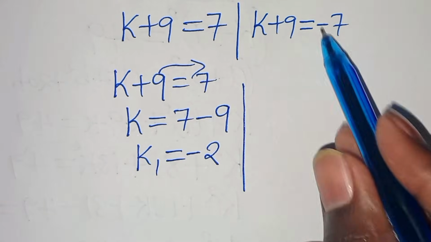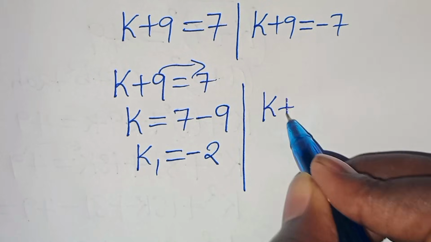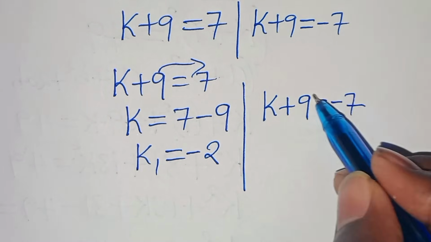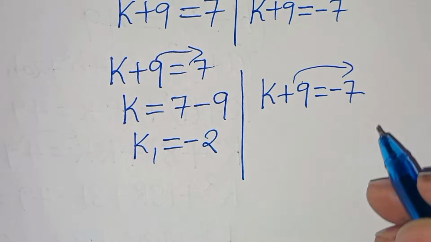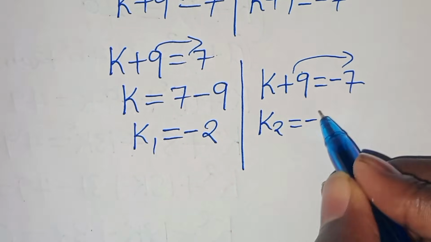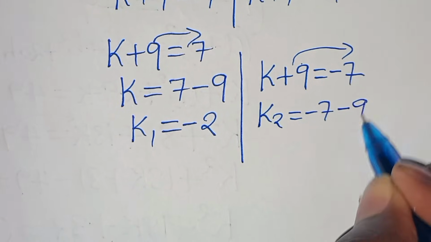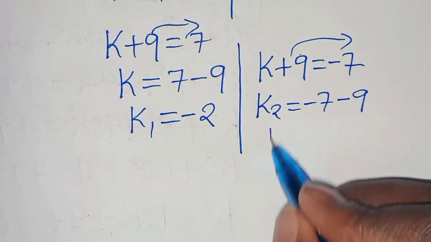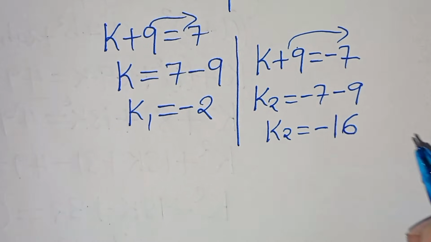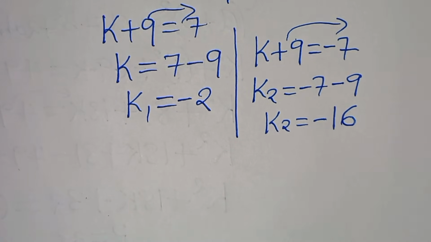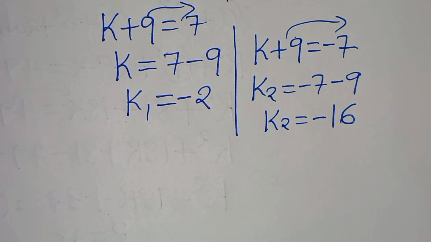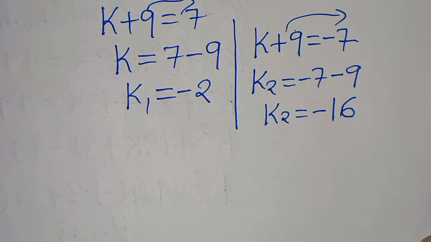On the second part here, we have k plus 9. This is equal to minus 7. So let's take plus 9 on the right hand side so that we have k2. This is equal to minus 7 minus 9. And this implies that k2, this is equal to minus 16. So this implies that applying method 1, method 2, and method 3 yields the same result.